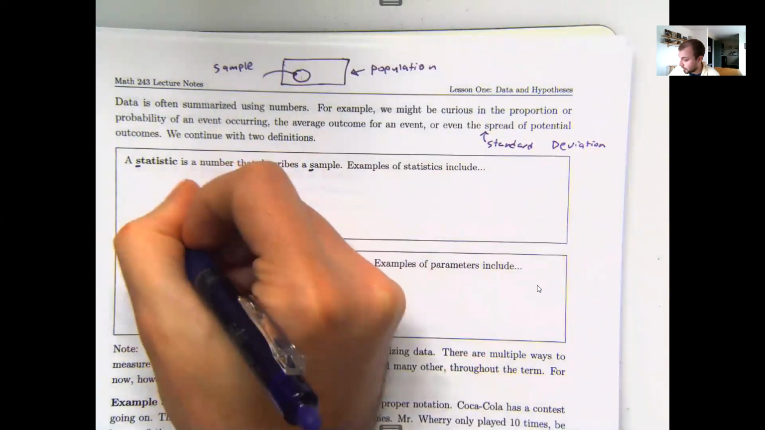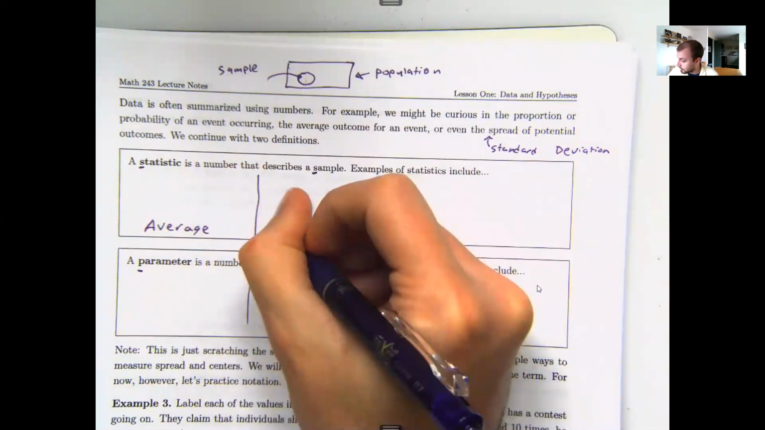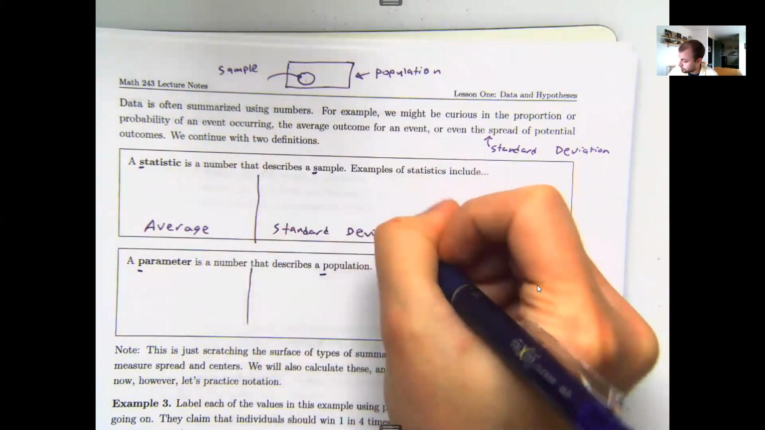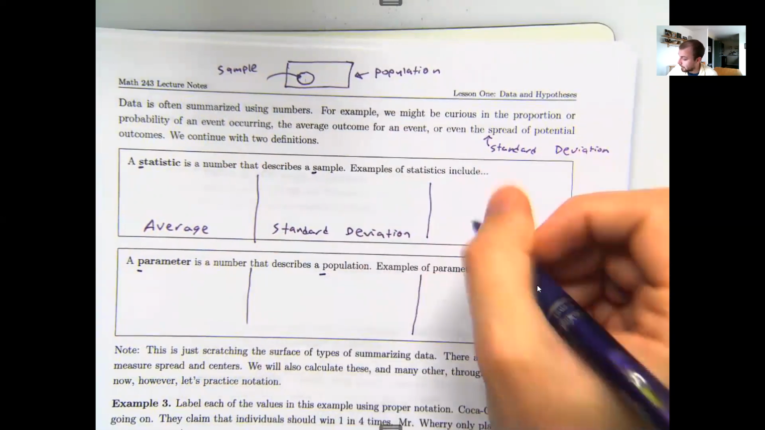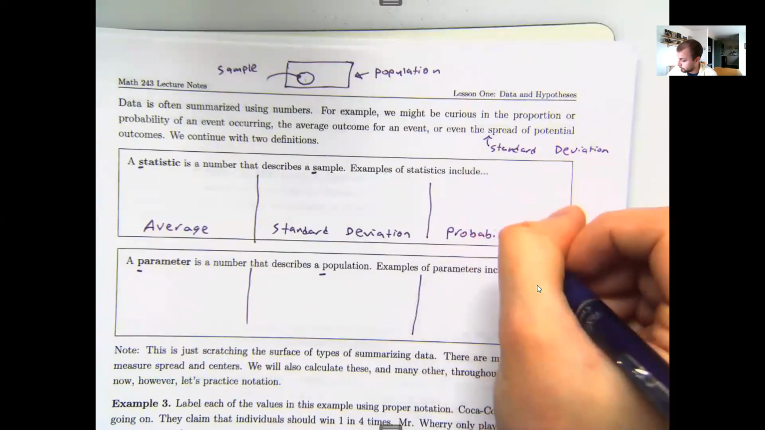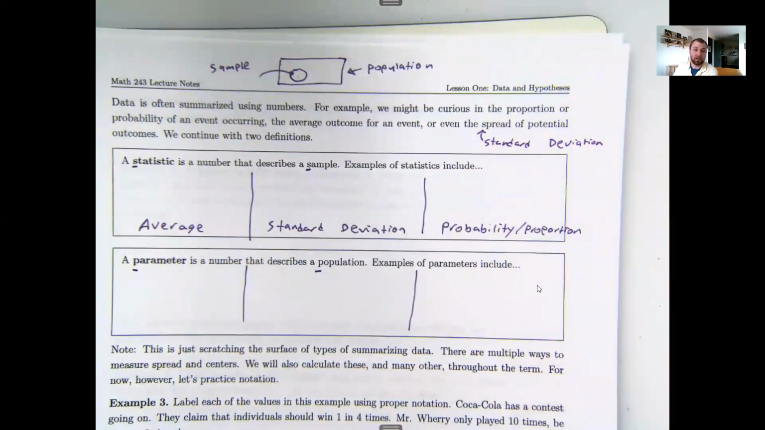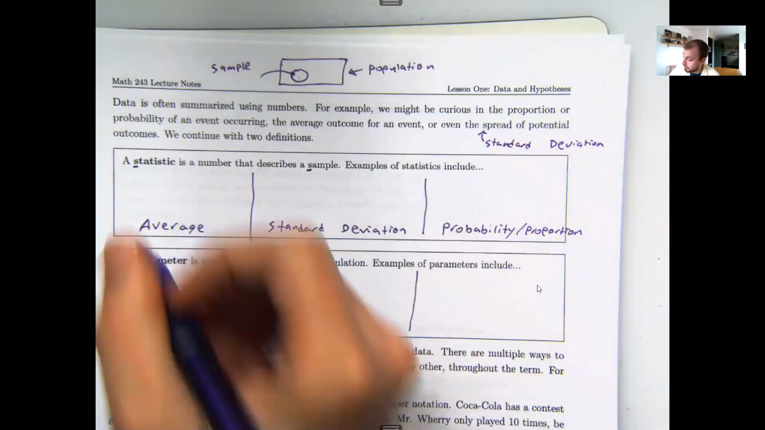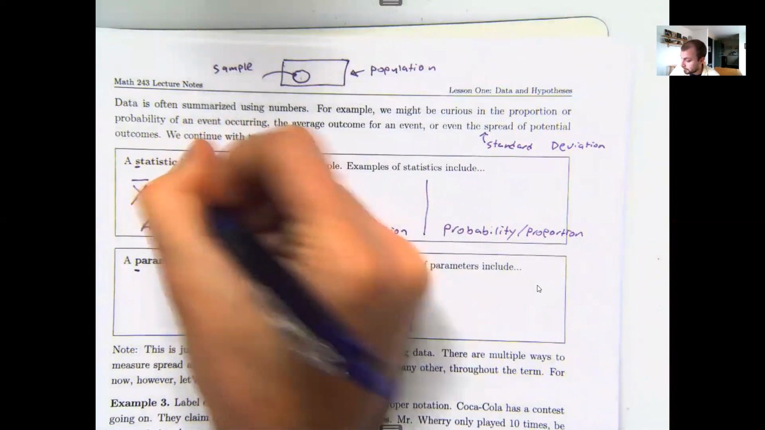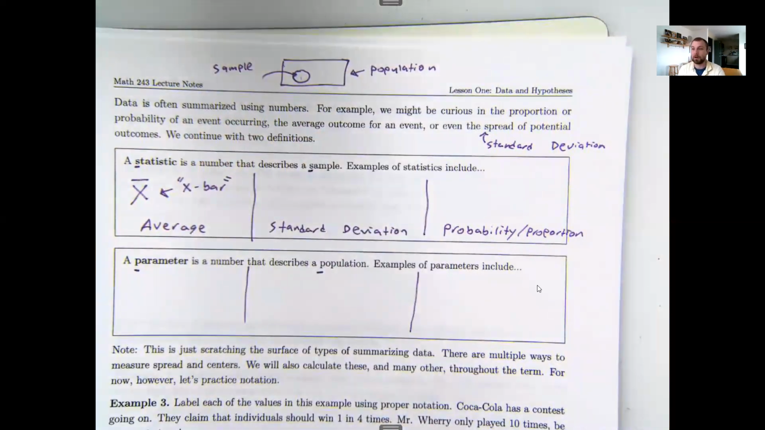I'm going to have symbols talking about the average. I'm going to have symbols talking about the standard deviation. And I'm going to have things talking about probabilities or proportions. So if I'm talking about a sample average, the symbol for that is an X with a bar above it. Statisticians are either really bad or really great at naming things, depending on how you think about that. We just call that X with a bar.